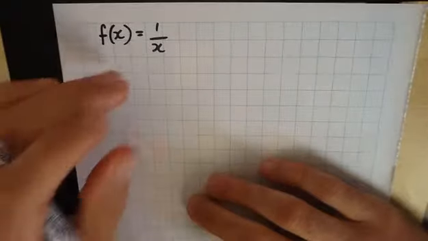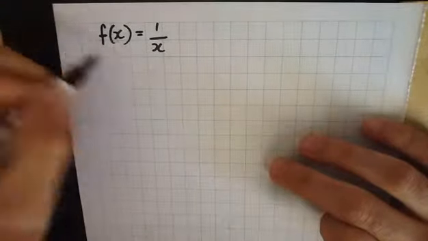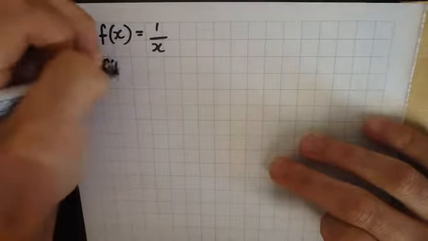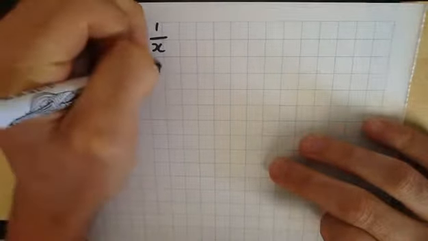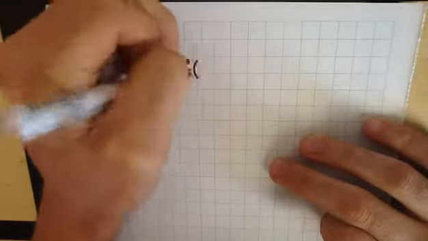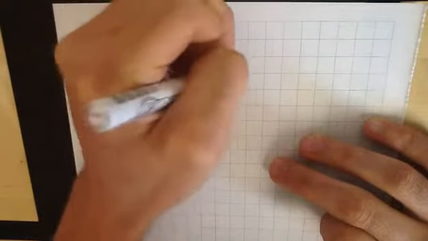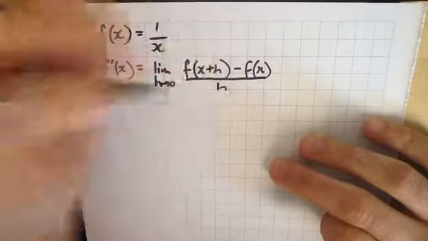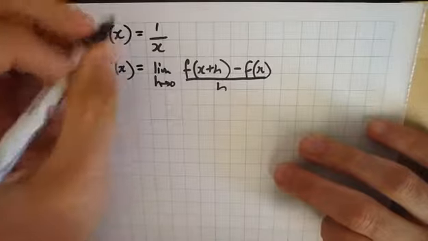Okay, so from first principles we want to find the derivative of this function here. So the derivative would be equal to, as h approaches 0, f of x plus h subtract f of x, the function, divided by h.